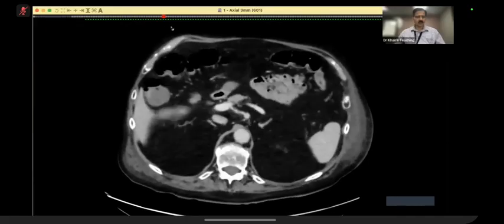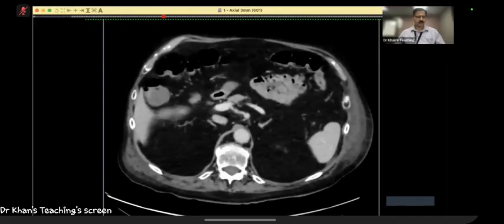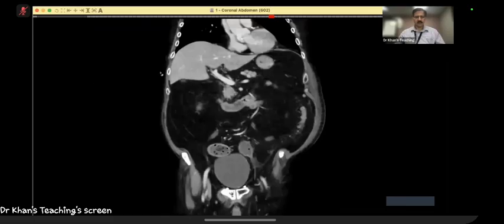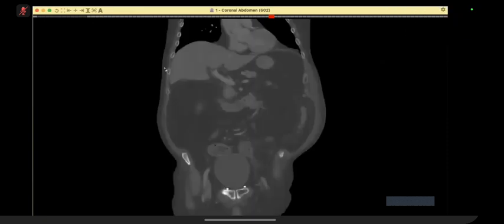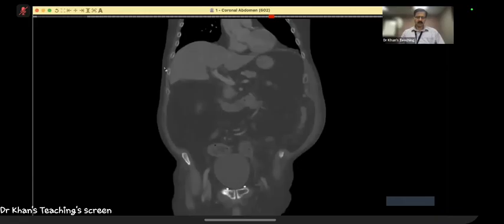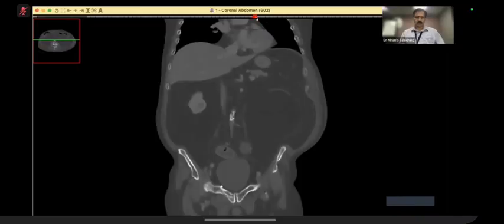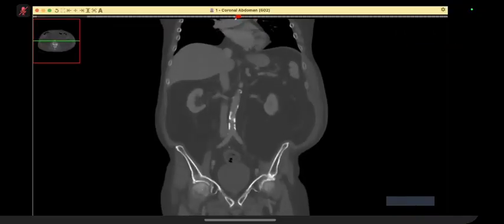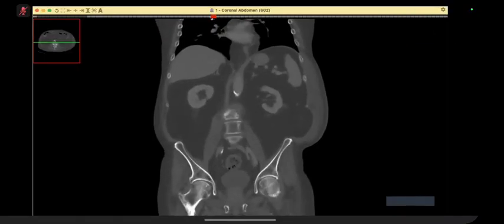Just 1 second, please. Which window do you want to see? Bone window. I've given you bone window. Yeah, I'm trying to scroll. It's a bit lagging on my end.